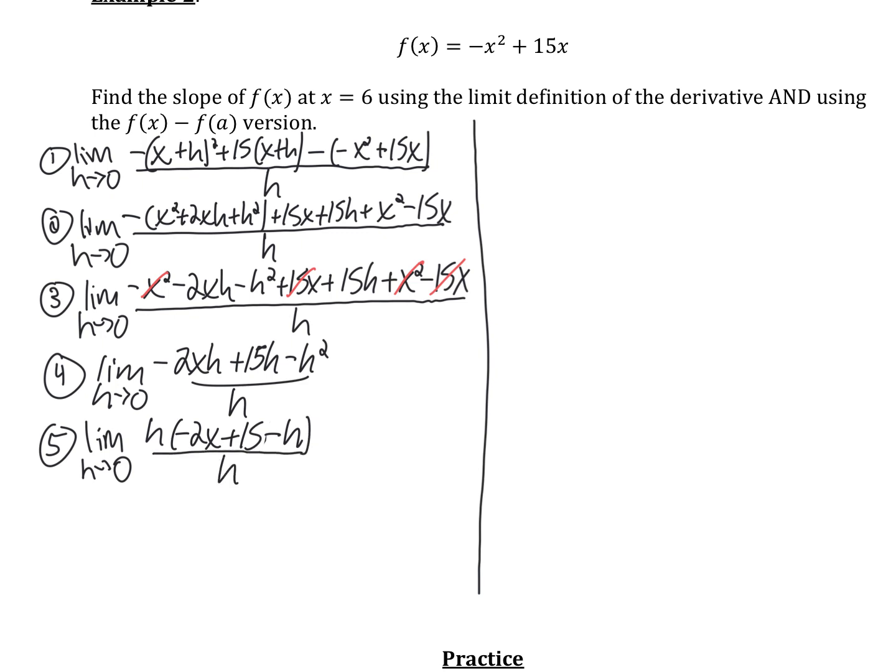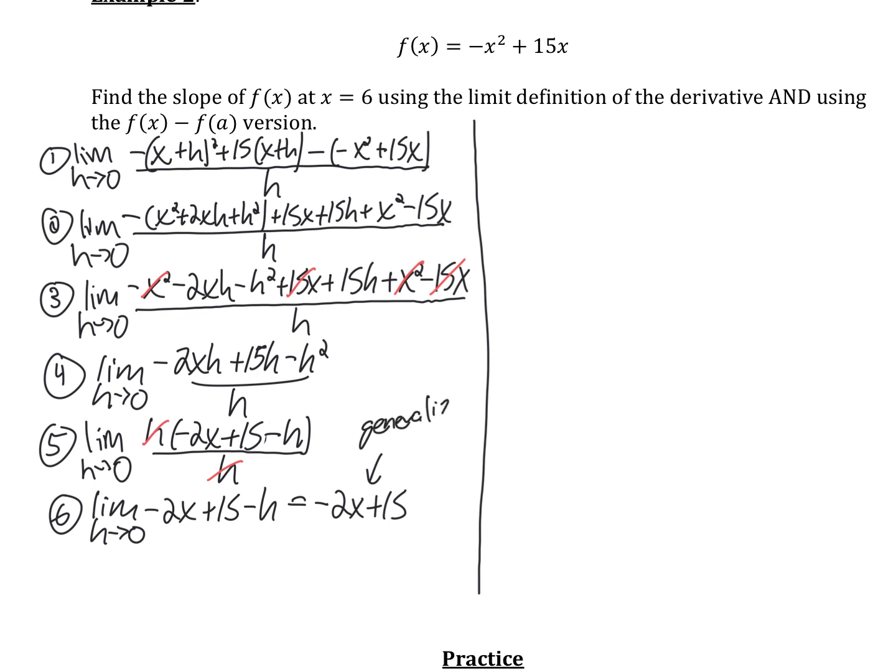Now those h's cancel out, and we are left with, in step 6, the limit as h approaches 0 of negative 2x plus 15 minus h. If you plug in 0 for h now, the limit does work, and we get negative 2x plus 15. That's your generalized slope formula, or the derivative. It's also just called the derivative.